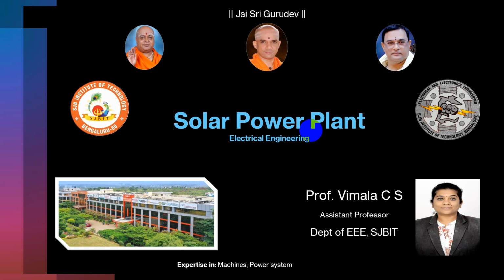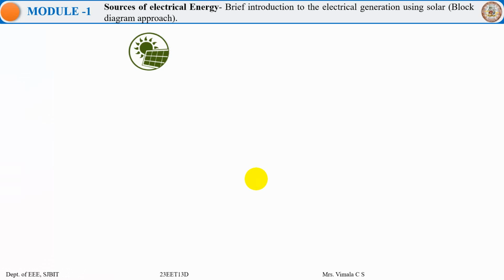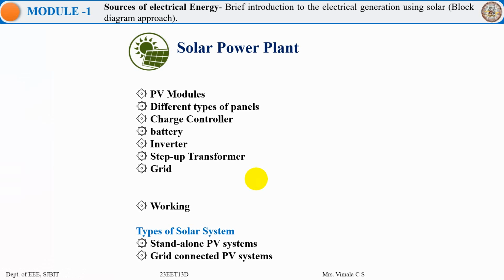So, how is electricity generated using solar? Solar power plants involve PV modules, photovoltaic cells made up of silicon, and the different types of panels we come across, and a charge controller, battery, inverter, step-up transformer, and grid. We also discussed the working and types of solar systems, that is PV standalone and grid connected PV systems. PV standalone is off grid, and grid connected is also called an on grid system.